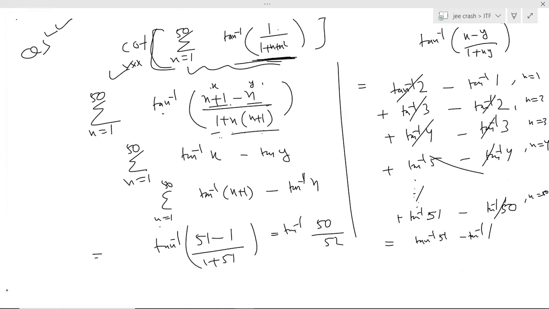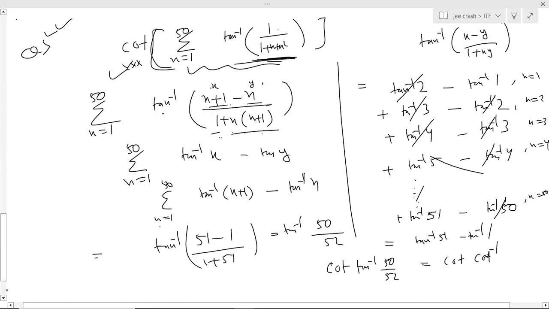Now we can see the question. This is cot of tan inverse 50 upon 52. So again, I can convert this into cot inverse. So cot inverse 52 upon 50. Remember, tan inverse x is cot inverse 1 upon x. All right. So here I reciprocated the number. This answer is 52 by 50, which is 26 by 25.